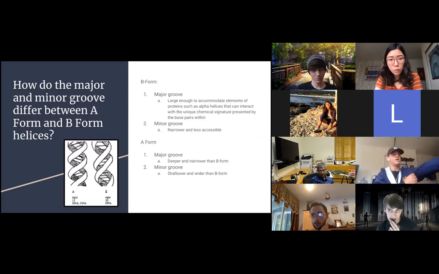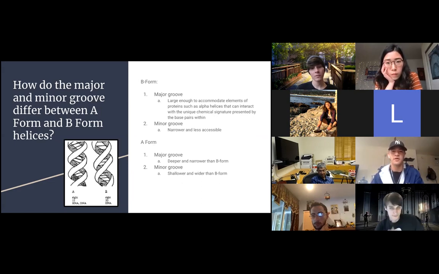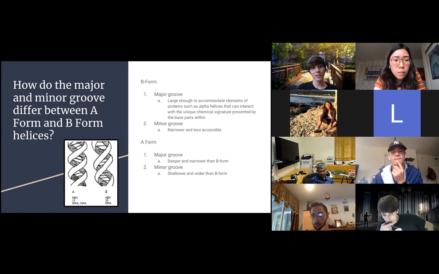Wait, I have a question. Is there some kind of importance in having the minor groove be less accessible? Not that I can necessarily think of off the top of my head, but I don't really know. I will look that up for you and see what I can provide, and I can post that on Piazza. Yeah. So just to be clear, the major groove is where proteins and alpha helices interact basically. So some kind of importance in that specific section. I don't know. I was just kind of wondering that.